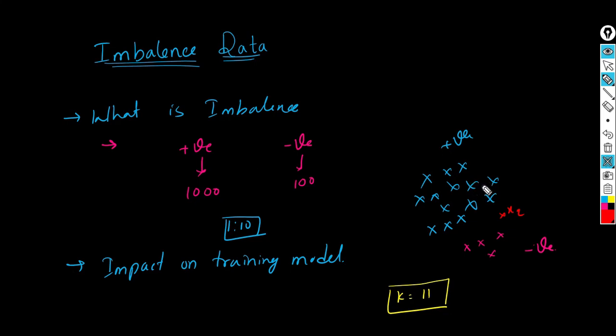In this way, when we want to get the class of a query point, it will be classified as positive, because 4 points belong to negative and the remaining 7 points belong to the positive class. Using the majority-based approach, we will classify this query point as belonging to the positive class. In this way, any query point we give is classified as positive, because this data is imbalanced data.